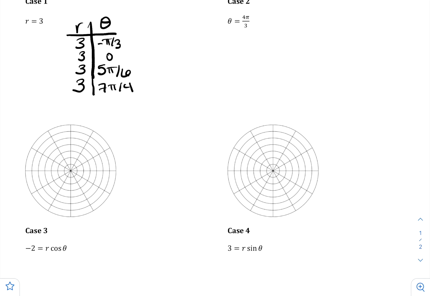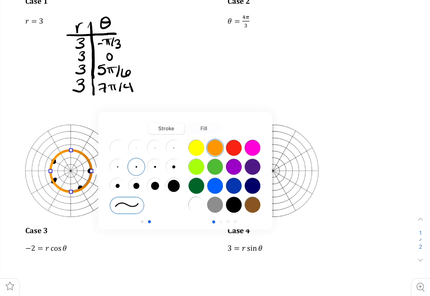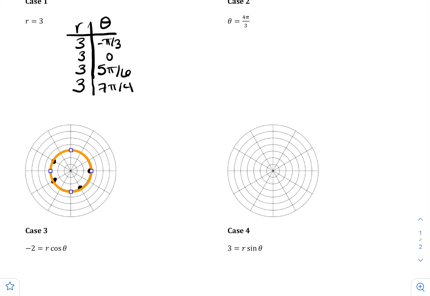So for example, r equals 3 would be here. At 5 pi over 6, r would be 3. And so it would always be 3. When you connect all those points together, it's a circle of radius 3. That's all it is. Let's make that a little thicker. There it is.